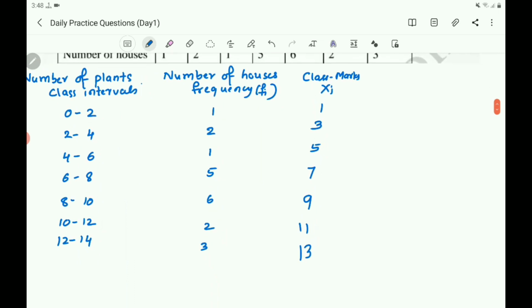Then in the next column we find fi xi, the product of fi and xi. It is very simple. 1 into 1 is 1. 2 into 3, 2 3s are 6. 1 into 5, 1 5 is 5. Next, 5 7s, 5 into 7, 35. Then 6 9s are 54. Then 2 11s are 22. Then 3 13s are 39.